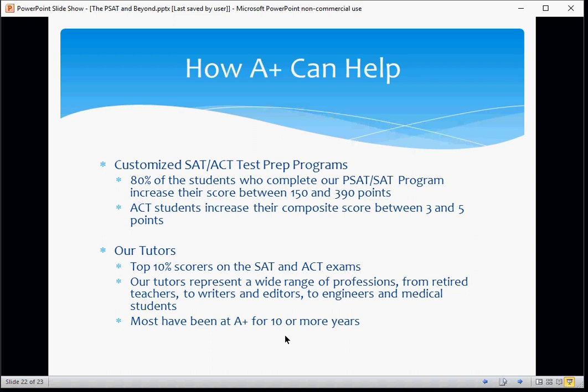This tells you a little bit about some of our tutors. We have a wonderful group of tutors. Many of our tutors have been with us for 10 or more years. These are people who come from a wide range of professions, and they really know what they're doing. They're top scorers, and more importantly, they know how to teach.